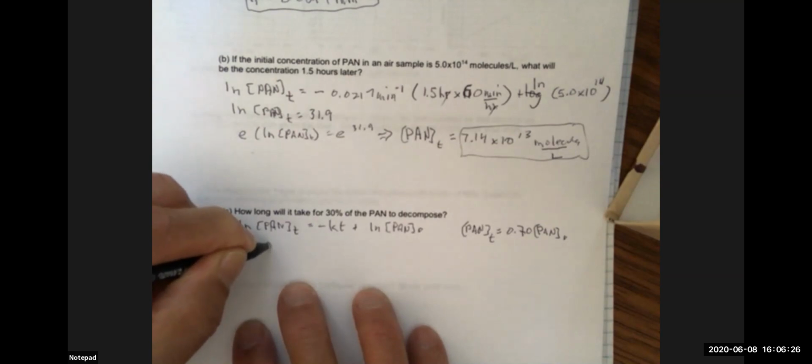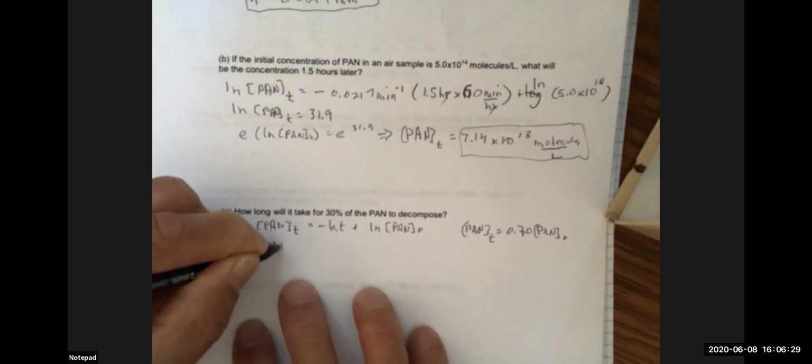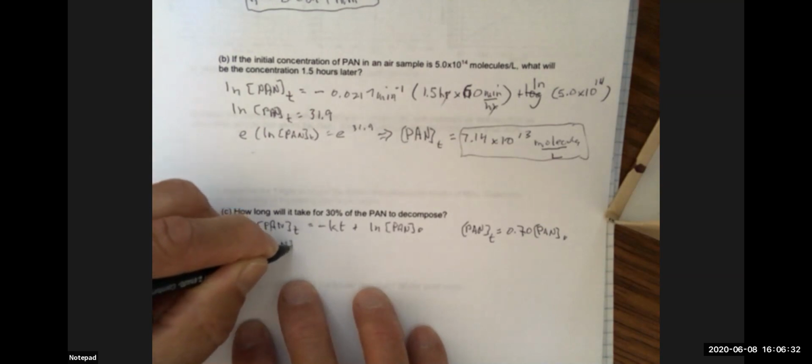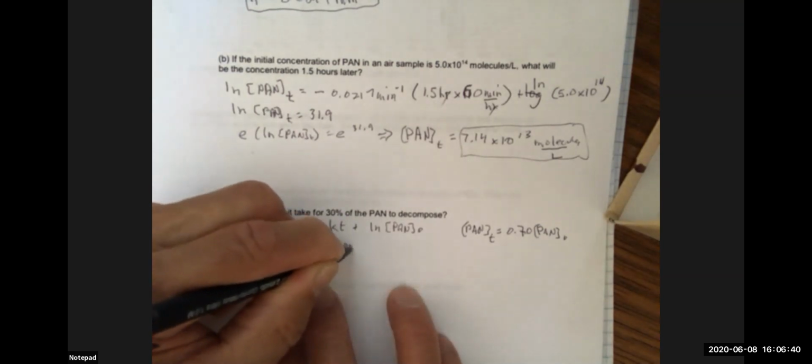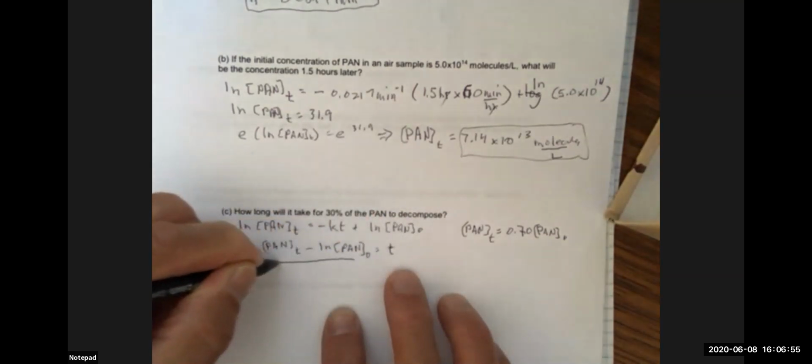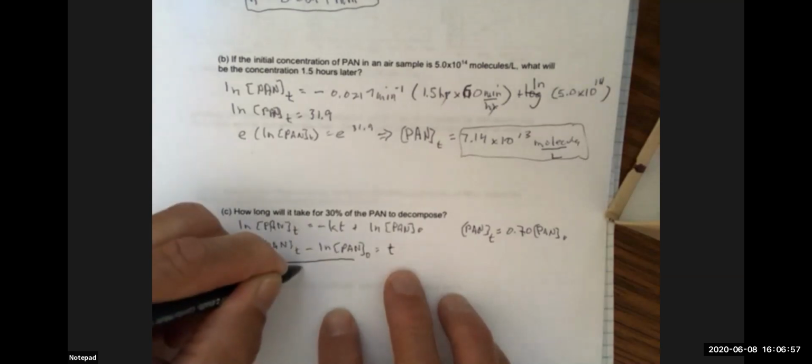So let's rearrange this equation to calculate the time. That means minus the natural log of PAN at time 0 equals time, and I'm going to do a couple of algebraic steps in a row, divided by, and this will be a negative up here, k, all right?